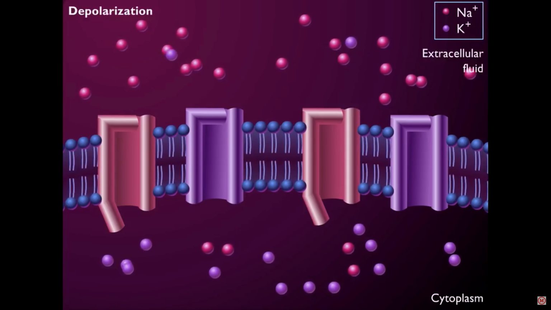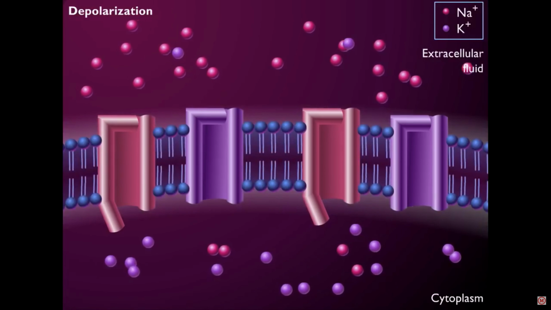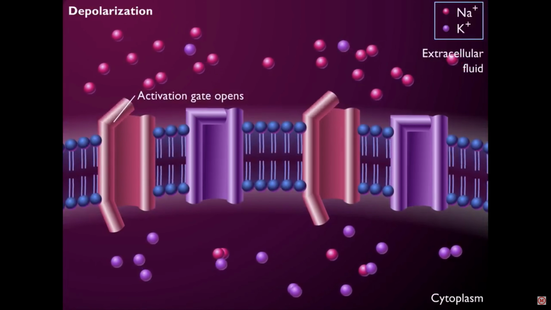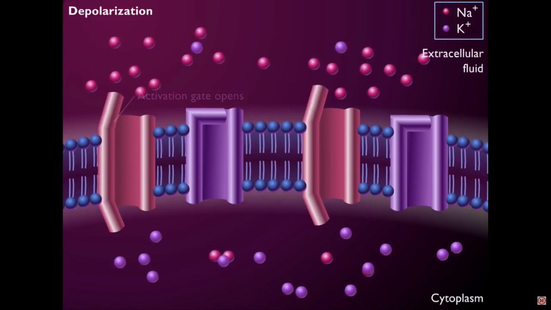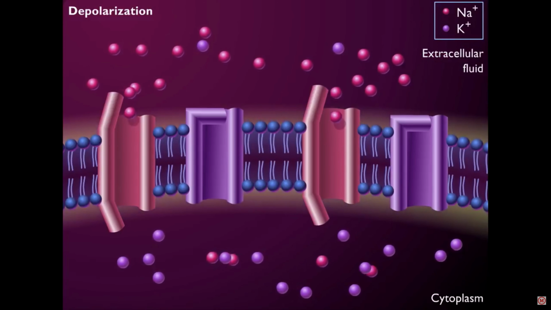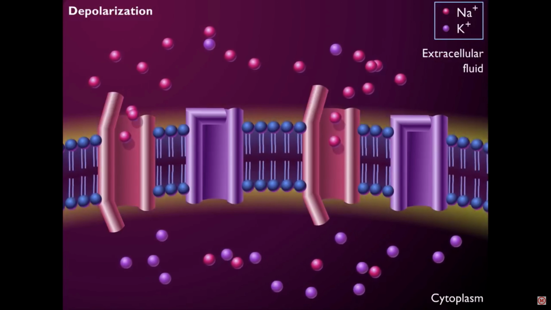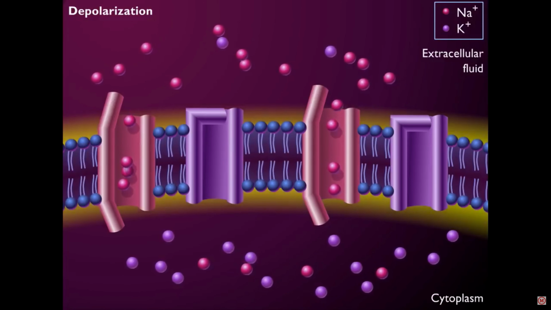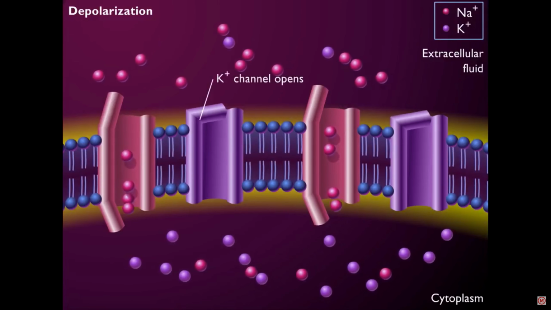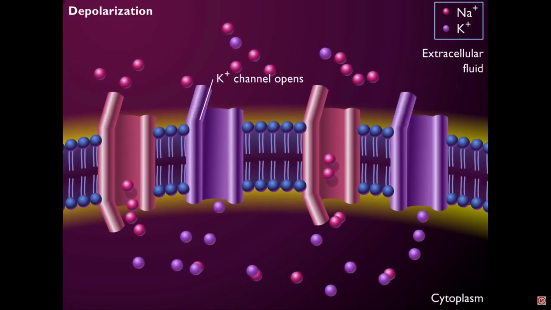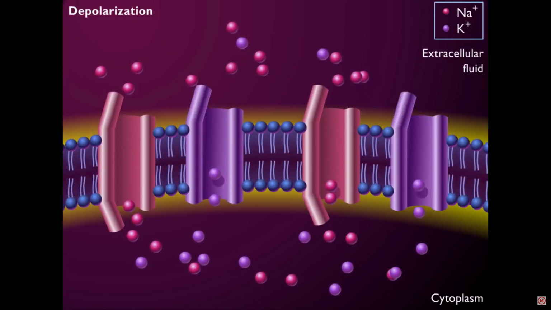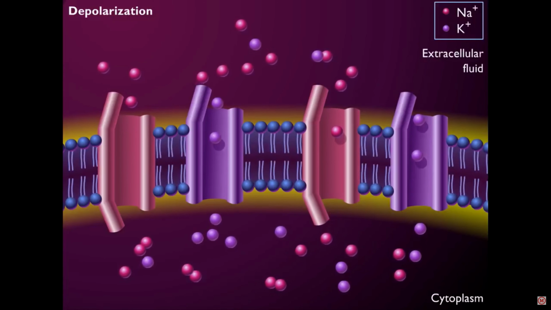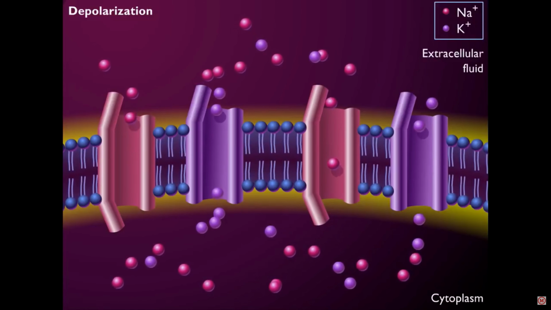Depolarization is initiated by a stimulus which makes the membrane potential more positive, causing the voltage-gated sodium ion channels to start to open. As threshold is reached, many sodium channels open. Sodium ions diffuse across the membrane, causing depolarization. Voltage-gated potassium ion channels also begin to open, but more slowly. Therefore, depolarization occurs because more sodium ions diffuse into the cell than potassium ions diffuse out of it.